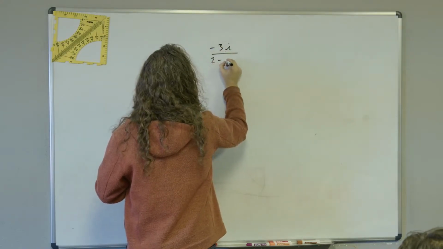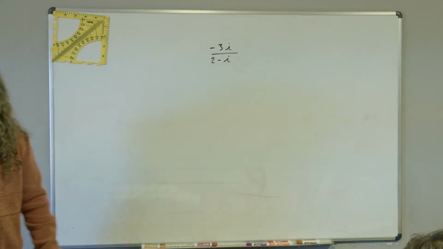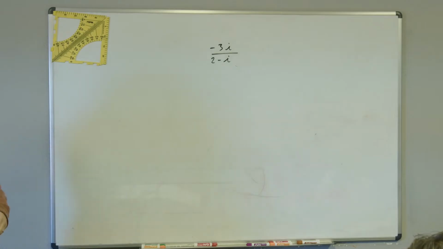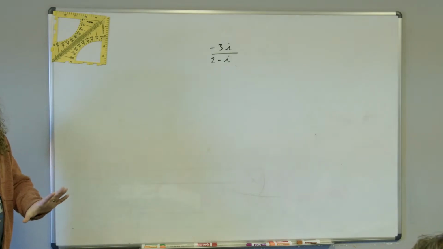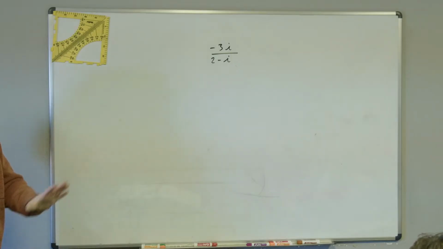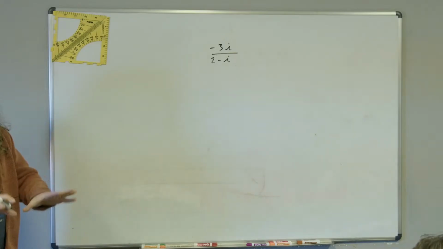Over 2 minus i. So, we're supposed to simplify, and I already let the cat out of the bag on what we're going to do. We're going to multiply by the conjugate. What is the conjugate? I was pleased as I graded this test. Many of you knew that you were supposed to multiply by the conjugate, you just didn't remember what that was.